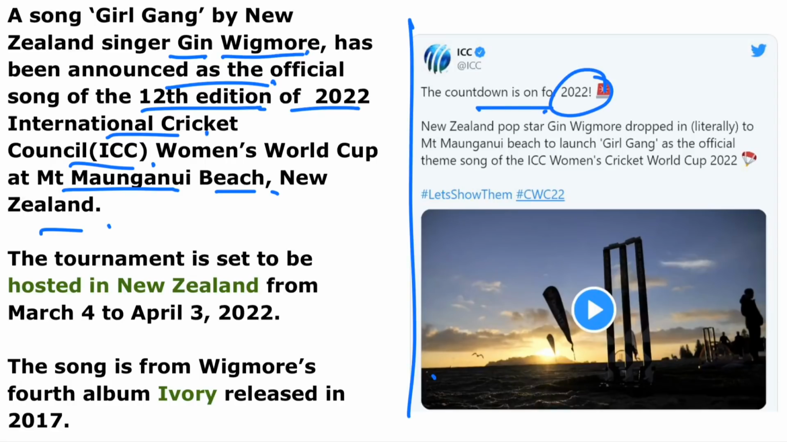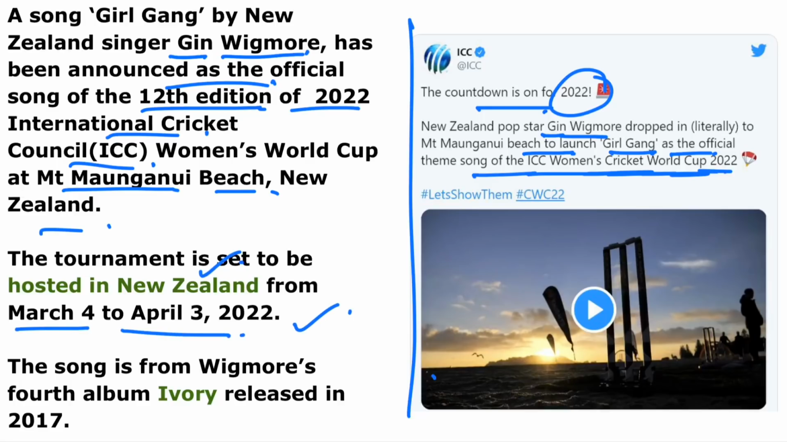The countdown is on for 2022, and New Zealand pop star Jean Wigmore dropped in literally at Mangonui Beach to launch Girl Gang as the official theme song of the ICC Women's Cricket World Cup 2022. And this tournament is hosted by which country? New Zealand, from the 4th of March to the 3rd of April 2022.